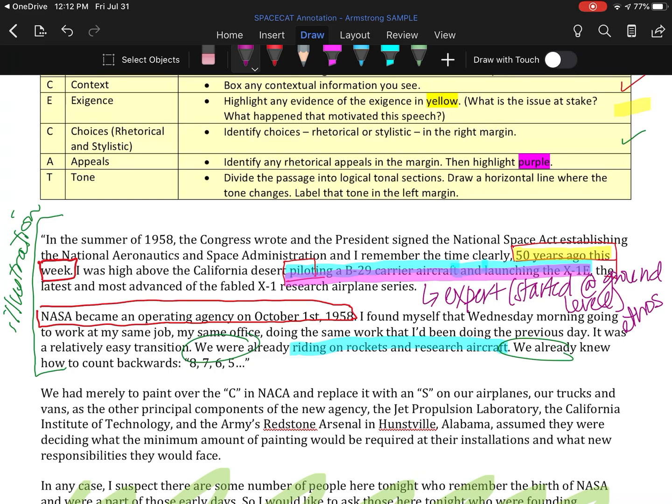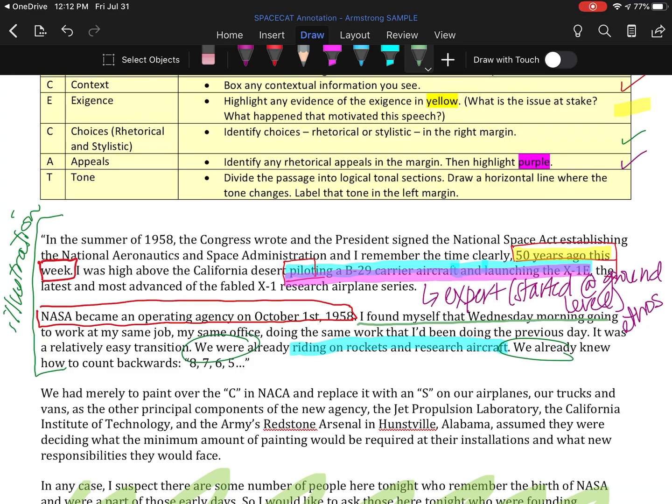And then the last thing, let me check off appeals. The last thing would be his tone. And it says to divide the passage into logical tonal sections and then label them. So let's just label this first part that we have, because if we look right here, throughout the whole thing, because that's the thing about tone. You can't just point to a phrase. It's kind of in these two first paragraphs.